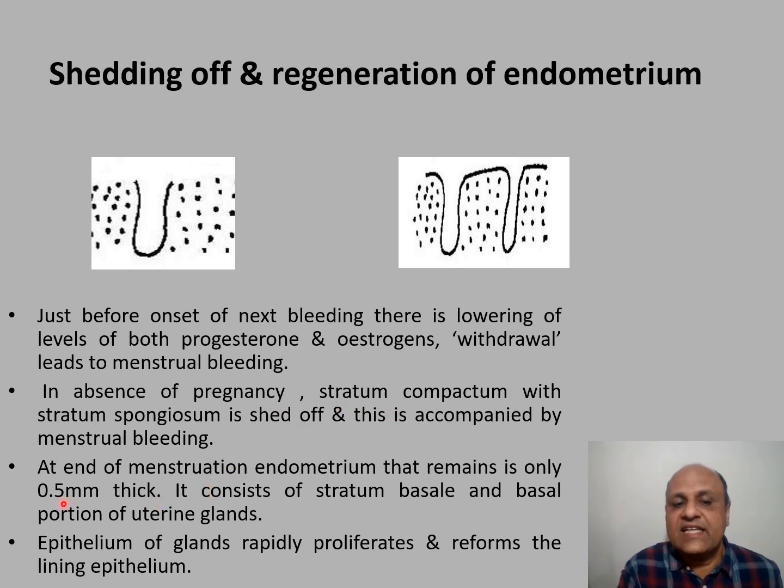And what is left is 0.5 mm thick endometrium. It consists of stratum basale and basal portions of uterine glands. After that, the epithelium of glands rapidly proliferates. So it has proliferated to reform the lining epithelium, one can make out here.